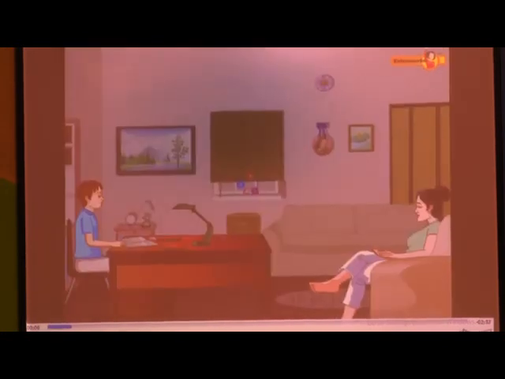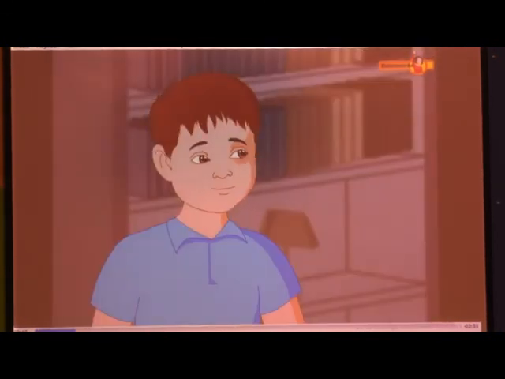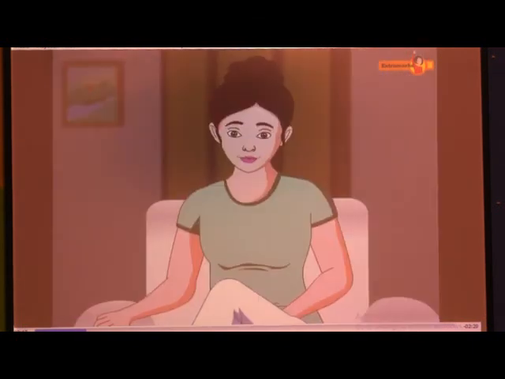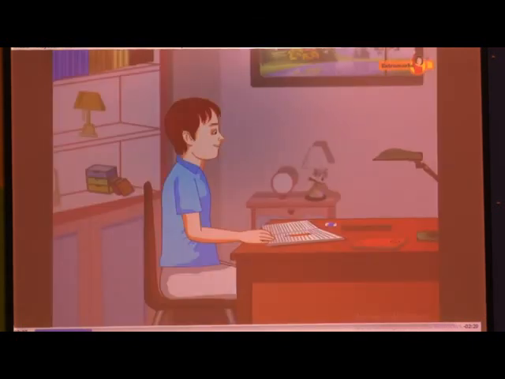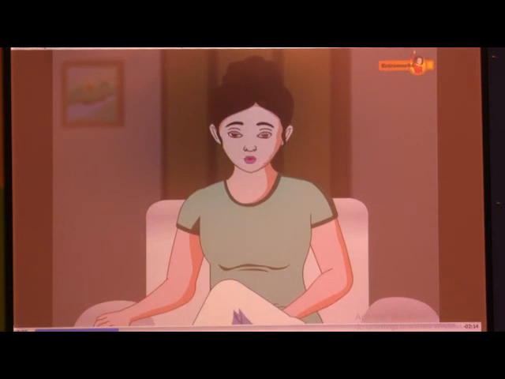Ben, you have finished your homework? I am doing it, Mom. Okay, good. Mom, can I ask you one question? Sure, son. Actually, Mom, as I was going through my maths book, I came across the words perimeter and area. What do these words mean? Oh, you don't know about perimeter and area? Don't worry, son, I will tell you.